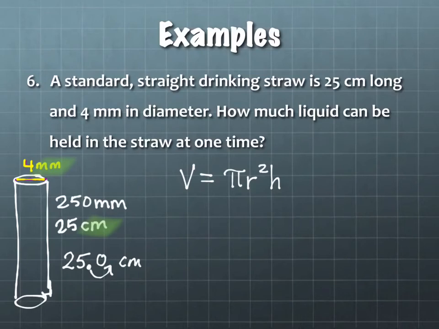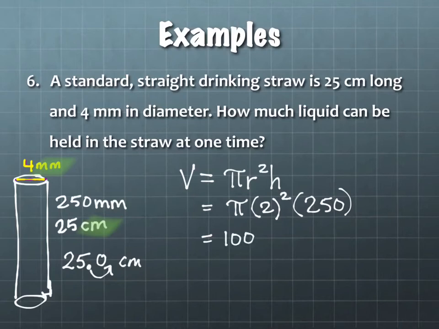So what's the radius of this object? It's 2. So we want to be careful that we use the right value. So we're going to have my pi, my radius is 2, and then it's squared, and my height is 250. Okay, is everybody good with all the pieces where they sort of landed? Okay, so if I take 2 squared, I get 4, and 4 times 250 is actually 1,000. So this is 1,000 pi.